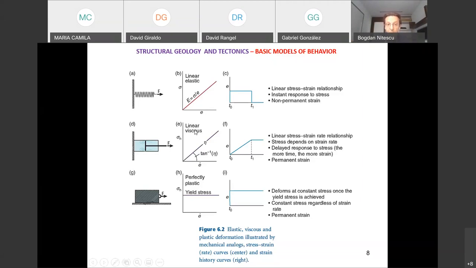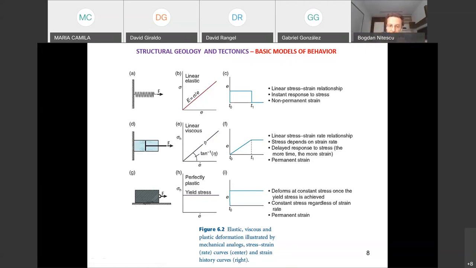All right. So now you can see that all these can have mathematical relationships between these parameters. These are called constitutive equations that describe the behavior of a certain material. Now here is perfectly plastic. What happens here is you have a mechanical analog. A mechanical analog is just an analog for our mind to understand.